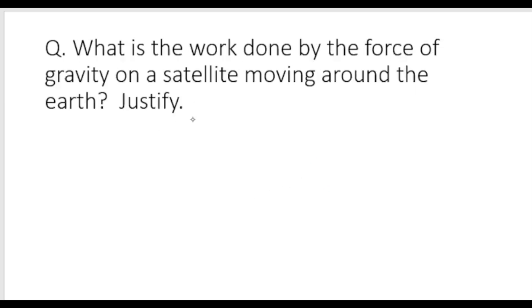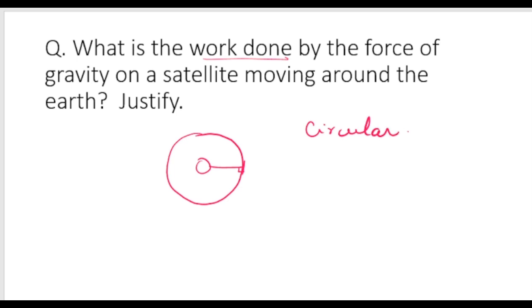The work done by the force of gravity on a satellite moving around the earth, justify. So what is the work done by the force of gravity on a satellite moving around the earth? Okay, so earth has the gravitational force, but we know that at any point here it is 90 degrees. So in a circular path, basically the work done is always 0, because the centripetal force or force of gravity of the earth on the satellite moving around it makes this angle 90 degree always, so the work done is 0.